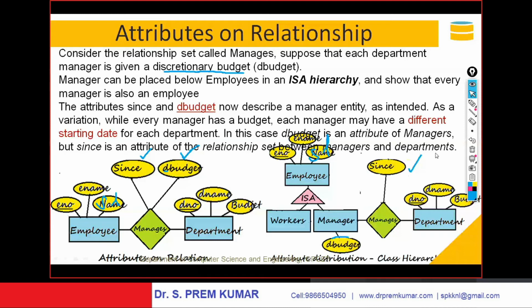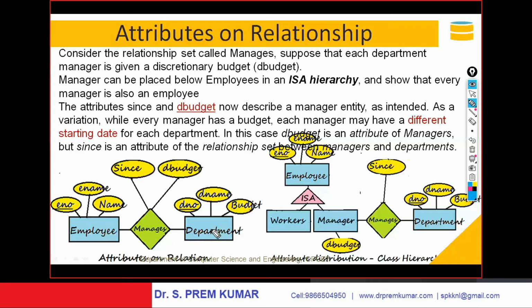The question is like this. The employees are working for the department. So employees are managing the department. And for employees, some budget is given and they need to spend this budget from so and so date. That is, since so and so date, the department budget, which is called the discretionary budget, is to be spent for the department.